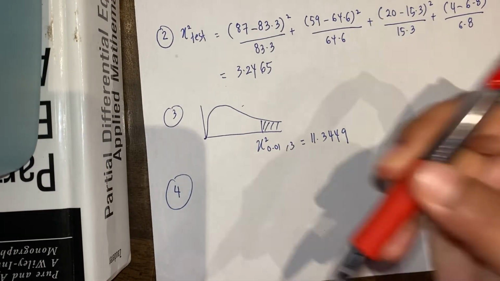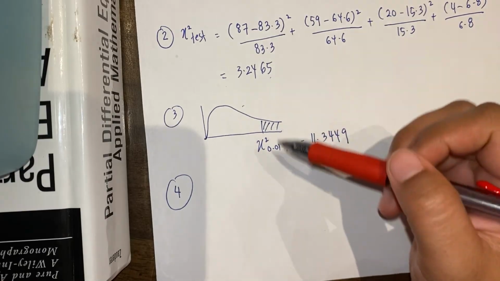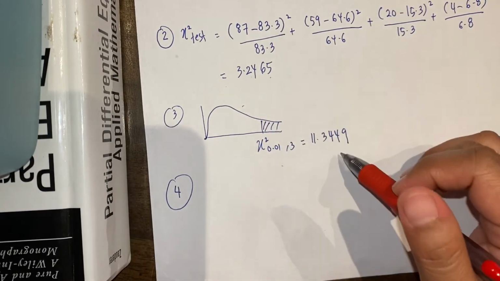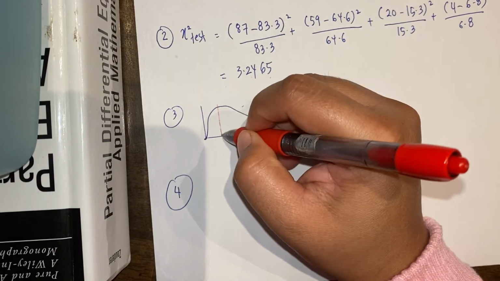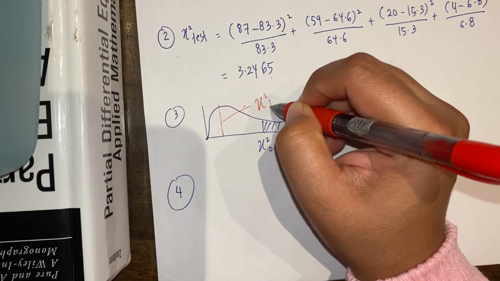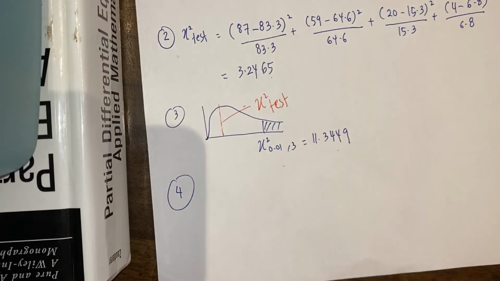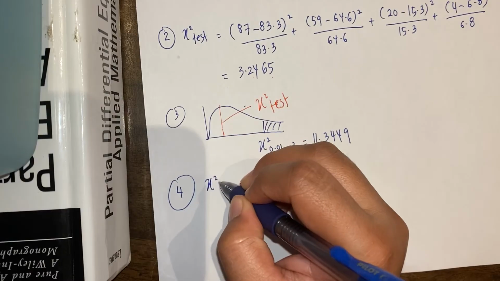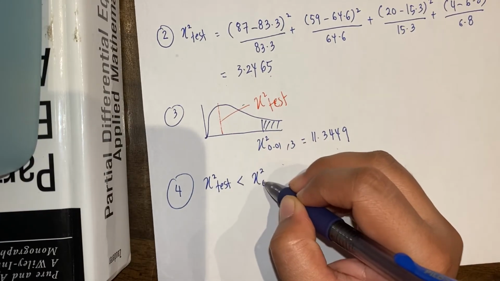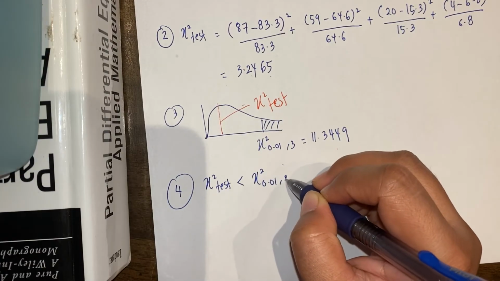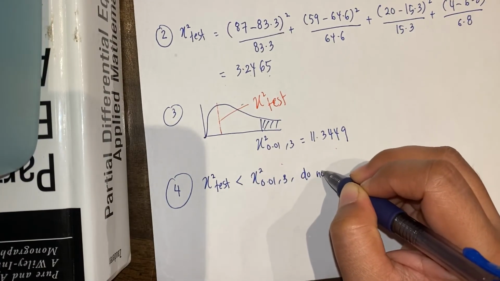Step 4, decision. You can plot your chi-square test in this figure. It is less than 11.3449, so let's say somewhere here. So it is in the acceptance region, then the decision is do not reject. Chi-square test less than the chi-square critical value, then do not reject H0.